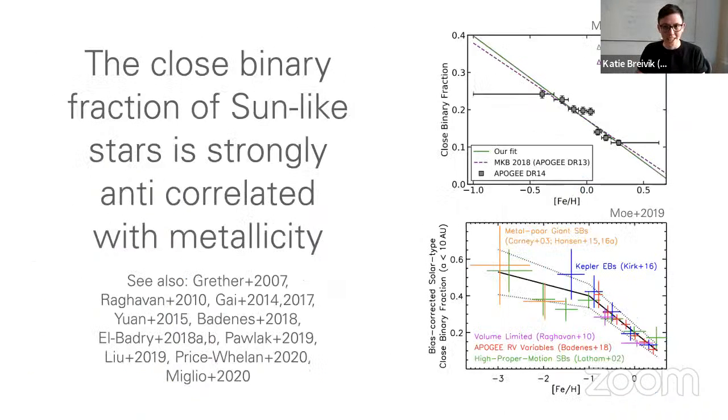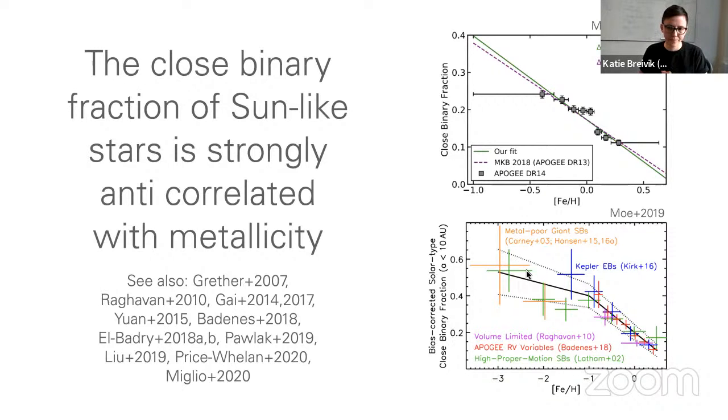However, we have data. We live in 2022. We have large data sets of binary stars, 30,000 binary stars. And one result that started to really firm up over the past 5 to 10 years is that the close binary fraction of sun-like stars is very anti-correlated with metallicity.